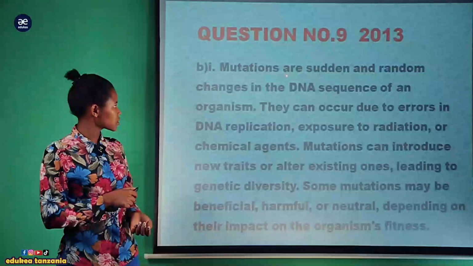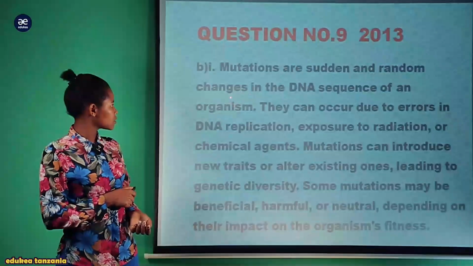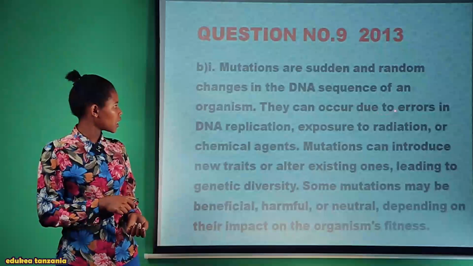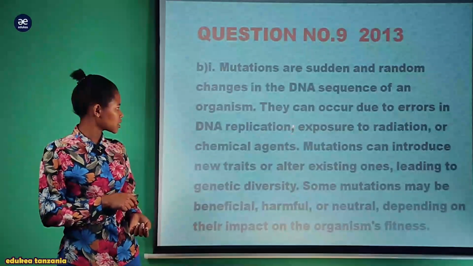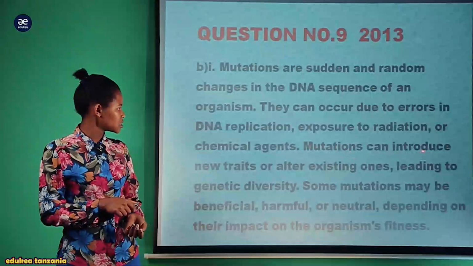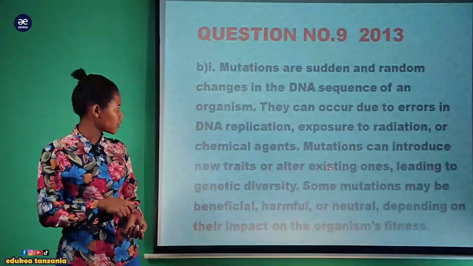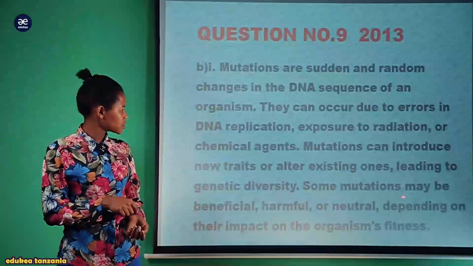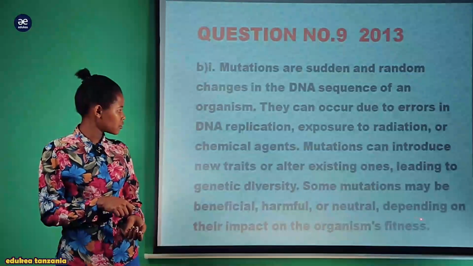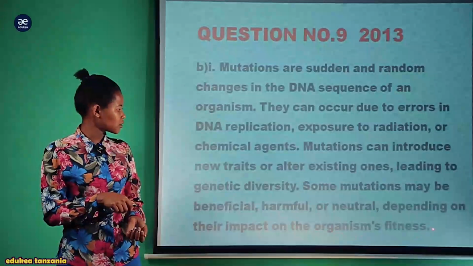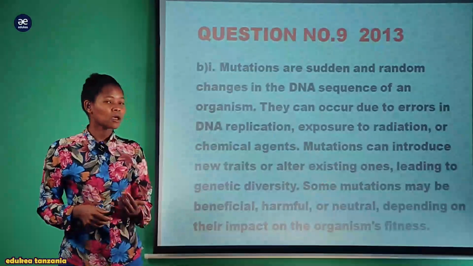Starting with mutations, we can see sudden and random changes in the DNA sequence of an organism. They can occur due to errors in DNA replication, exposure to radiation, or chemical agents. Mutations can introduce new traits or alter existing ones, leading to the genetic diversity. Some mutation may be beneficial, harmful, or neutral depending on the impact on the organism fitness.